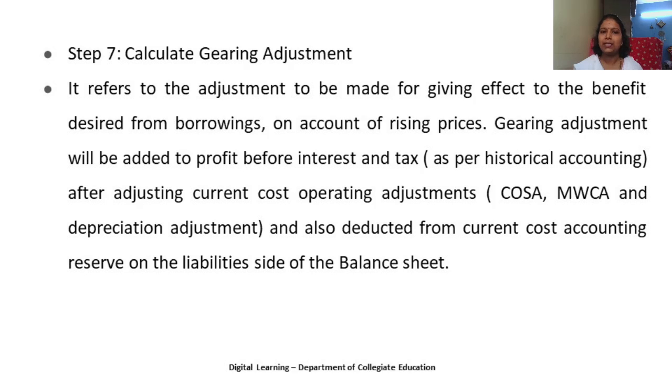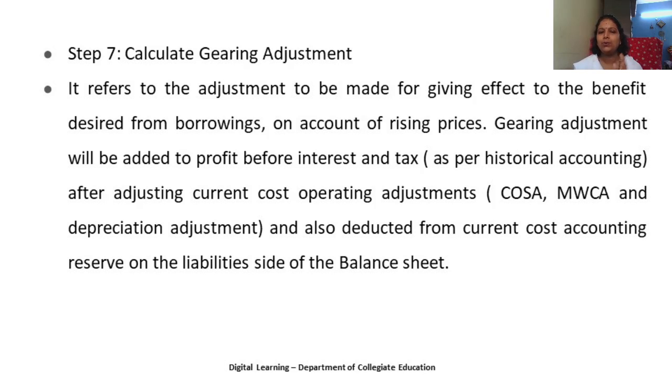So when you take the sales, you are going to minus, you'll see here they are telling you COSA, MWCA and depreciation adjustment. So from the sales you'll be minusing cost of sales adjustment and MWCA. What do you mean by MWCA? Monetary value of working capital adjustment, right? And depreciation adjustment. This we studied in step number 2, COSA, step number 3, MWCA and depreciation, step number 5.